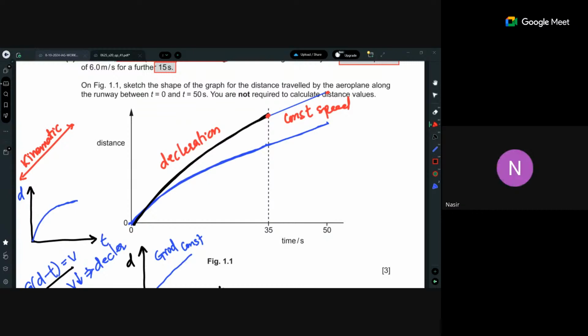So how are the marks divided? You get three marks on this, and the marks will be divided in this way. One mark is for the short straight line, one mark is for the curved graph, this area from 35 seconds to 0, and one more mark is for providing a smooth relation between the deceleration point and constant velocity.